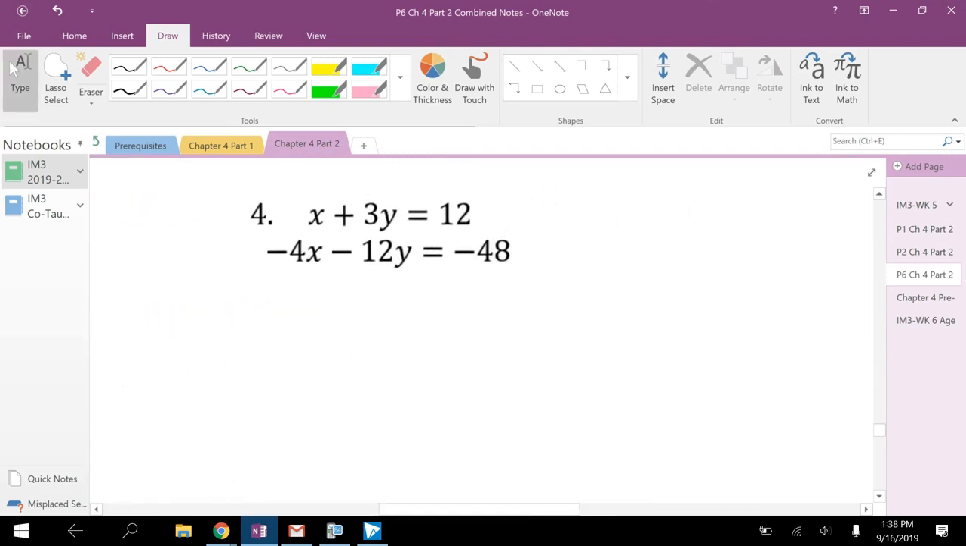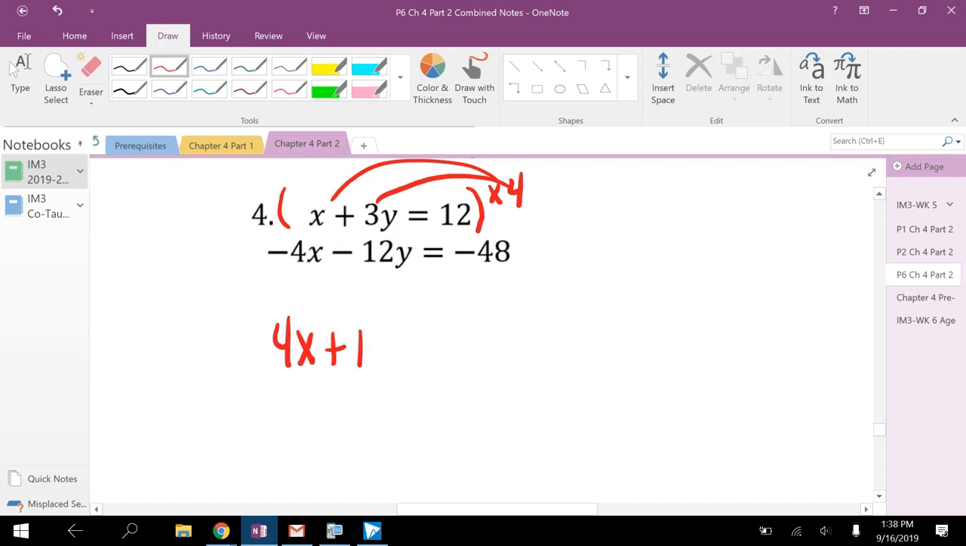Okay, last one. When you look at this one, you don't really see anything that can cancel out right away. But I like when there's only one variable, like there's nothing in front. So I have negative 4x here. What would this x have to be in order to cancel it? A positive 4. So I'm going to multiply everything on the top by a positive 4 so that one can cancel. So I would get 4x plus what y? Yep, 12y. What is 12 times 4? 48. Very good.